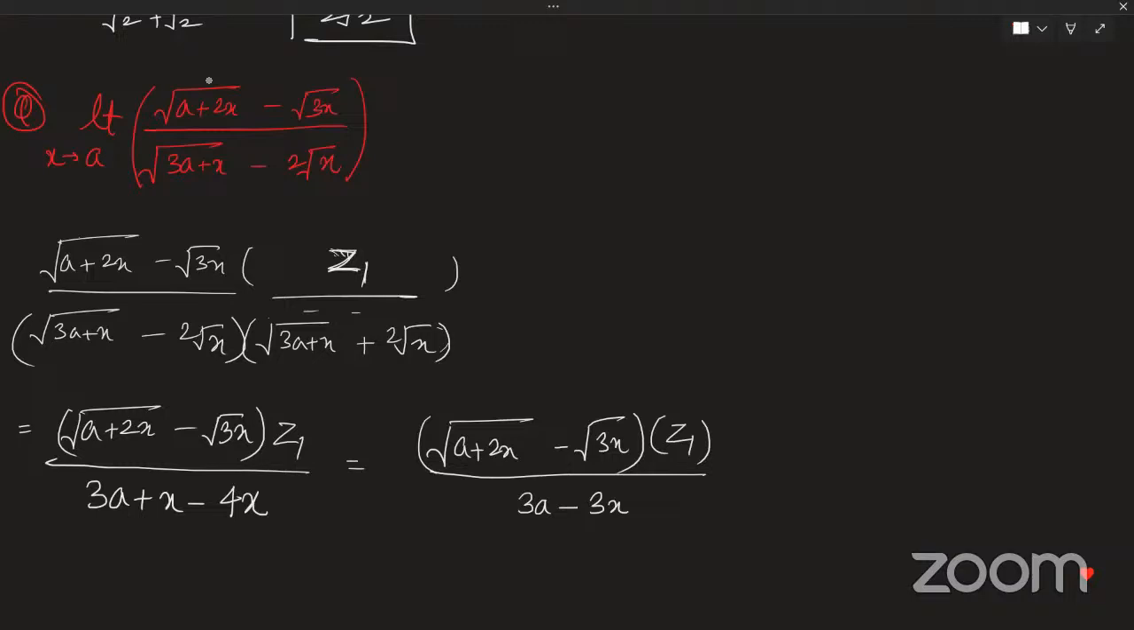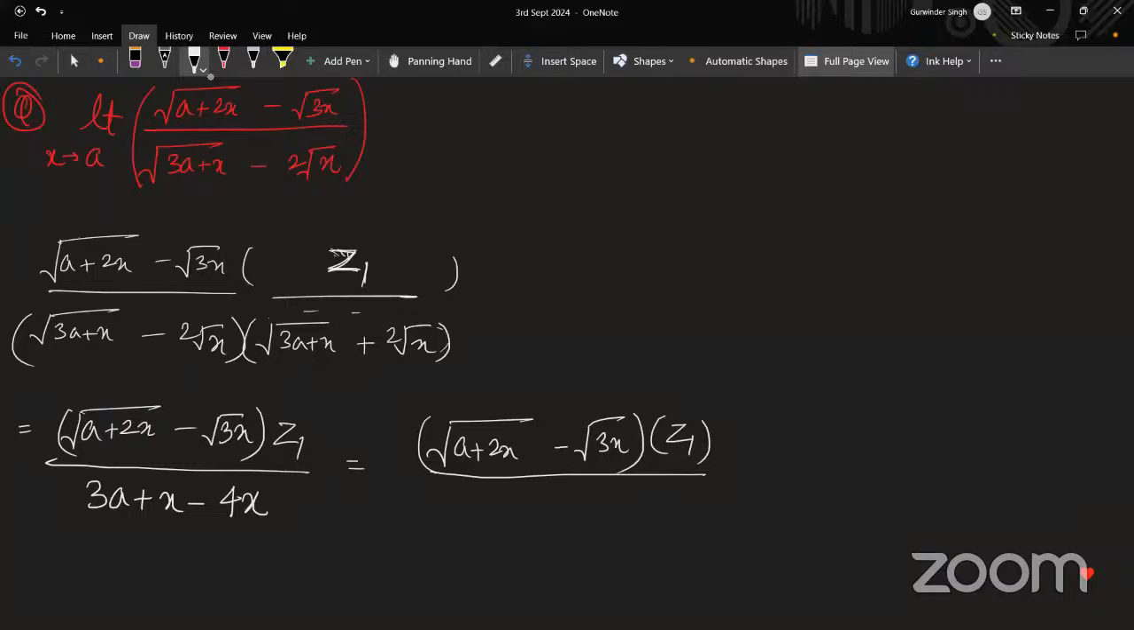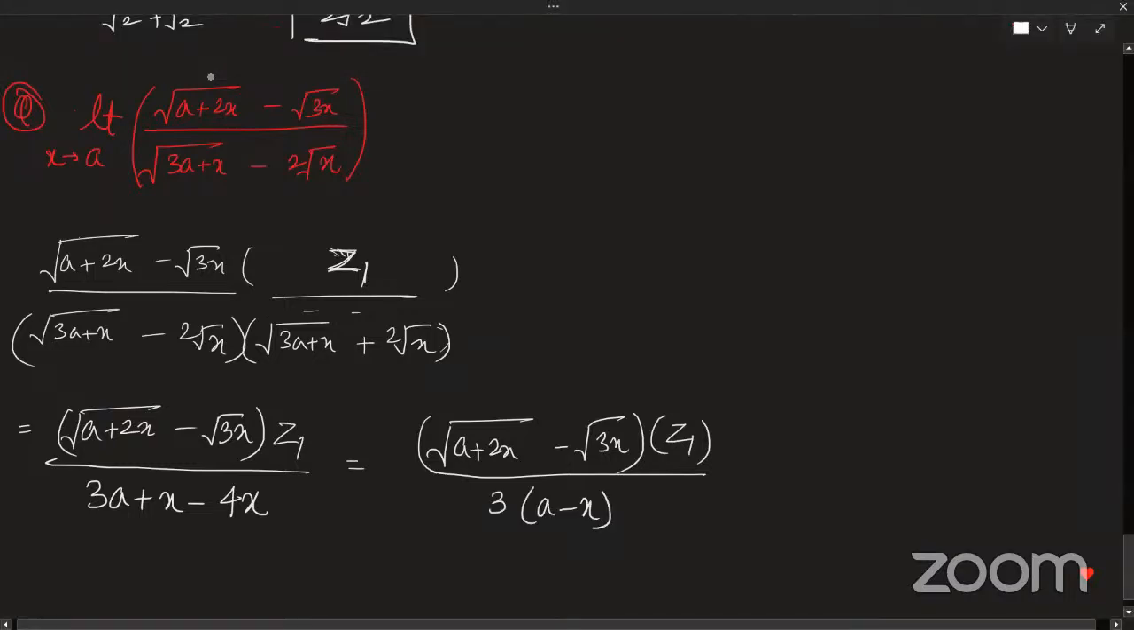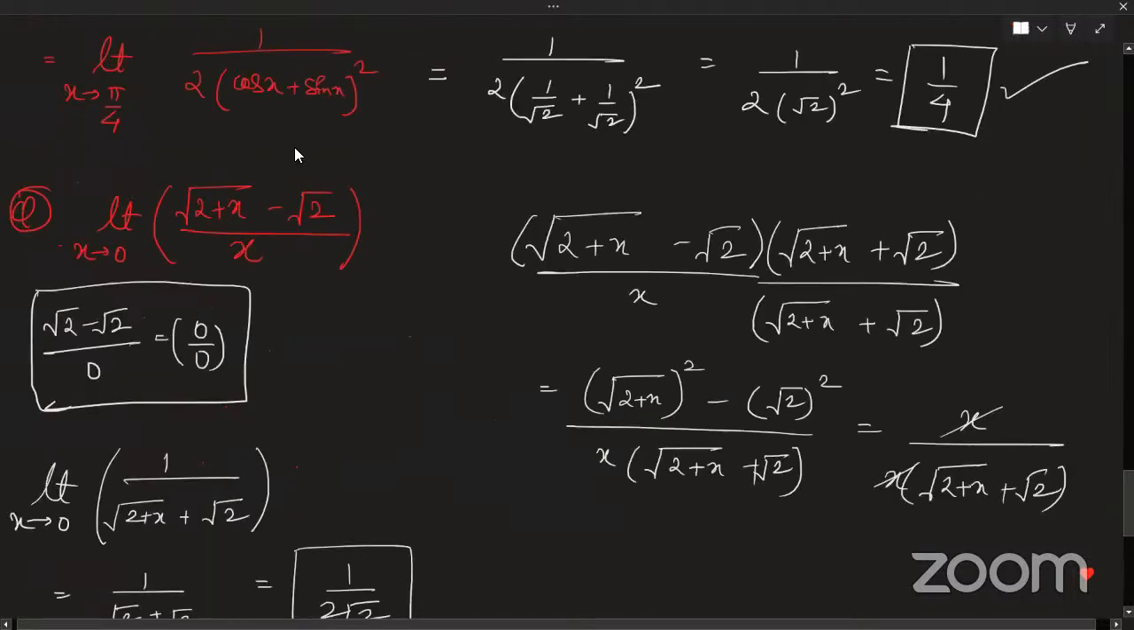So has anything helped me? No, sir, it still remains 0 by 0. It still remains in the 0 by 0 form. But one thing I can see for sure is that the denominator can now be written as 3 times a minus x. Right, everyone? Can you relate this thing with the immediately previous question?